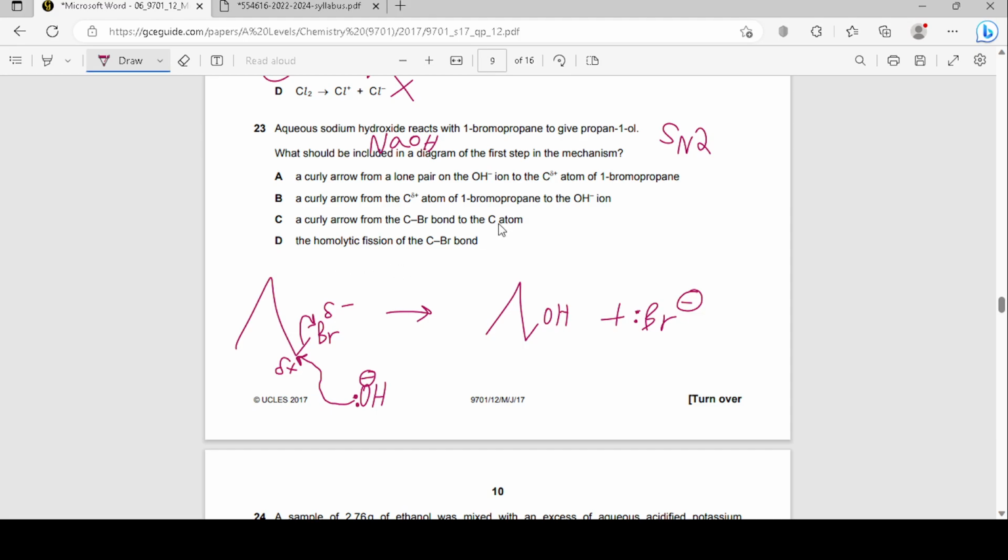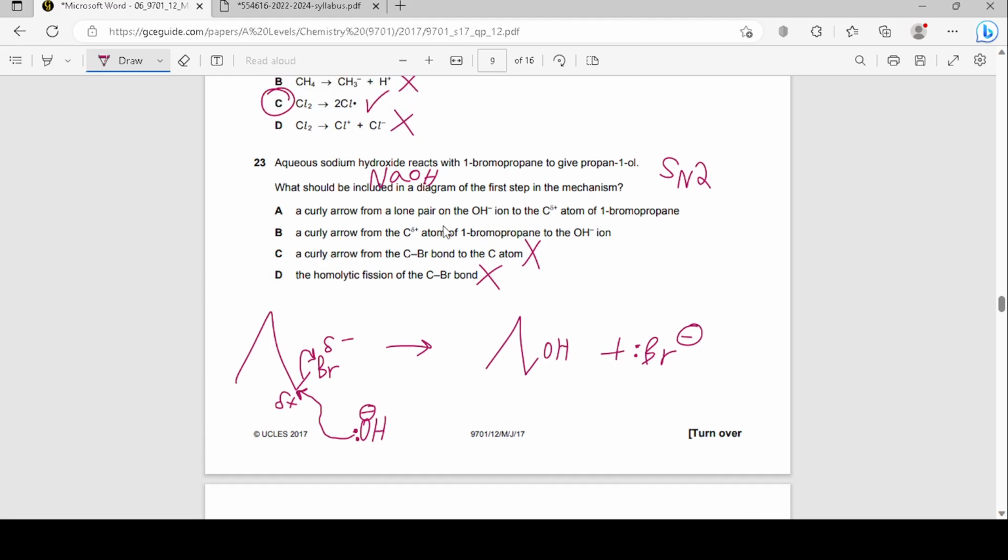If I'm looking at option D, it's definitely not homolytic fission of the C–Br bond. This is heterolytic fission. Br⁻ gets both of the electrons, it's not that one electron goes to the carbon and one electron goes to the bromine. No, because they're both partially charged, it's heterolytic fission. And then if I look at option C, a curly arrow from the C–Br bond to the C atom. It's not from the C–Br bond to the C atom, it's from the C–Br bond to the Br atom. So this is wrong. C is also wrong factually. And then option D is a curly arrow from the partially positive carbon atom of 1-bromopropane to the OH⁻ ion. No, it's not from the partially positive carbon atom to the OH⁻ ion, it's from the lone pair on the OH⁻ ion to the partially positive carbon atom. So that's wrong as well.